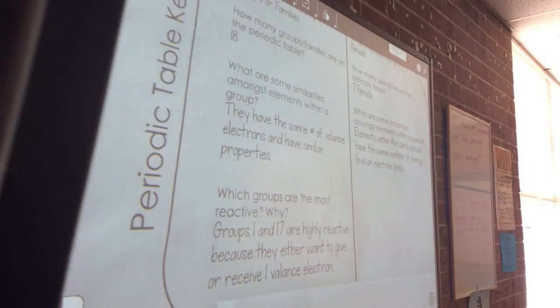There are 7 periods in total. We do not count the last 2 because they are just taken out of the middle. They just got moved down to the bottom because they didn't have any room to squeeze them in. And if you are in the same period, the same horizontal line, then you have the same number of electron shells, or those rings around the nucleus. You all have the same number, whether it's 1 through 7.